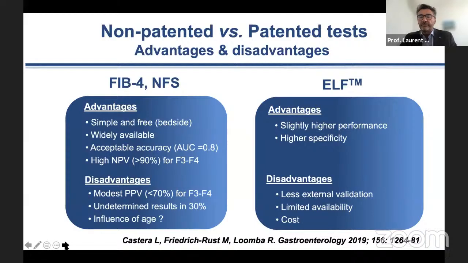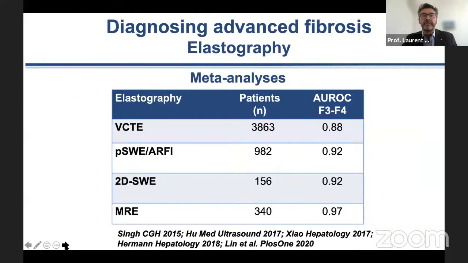As for ELF, it has slightly higher performance, as I've shown before, and higher specificity, but less external validation and limited availability and cost. Now, regarding elastography, this is a summary of the different meta-analyses regarding elastography techniques. No surprise, transient elastography is the most widely studied, and as you can see, AUROCs are still very good, from 0.88 to 0.97 for MR elastography.